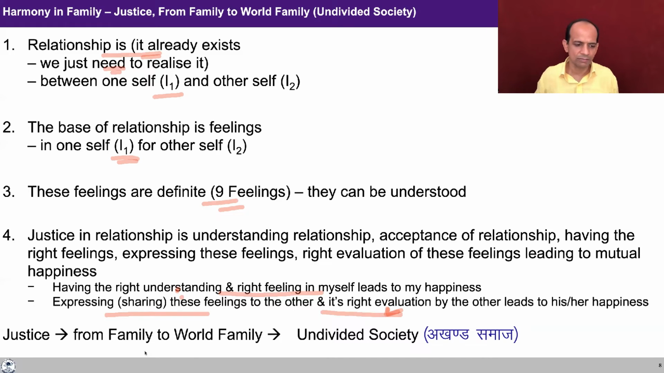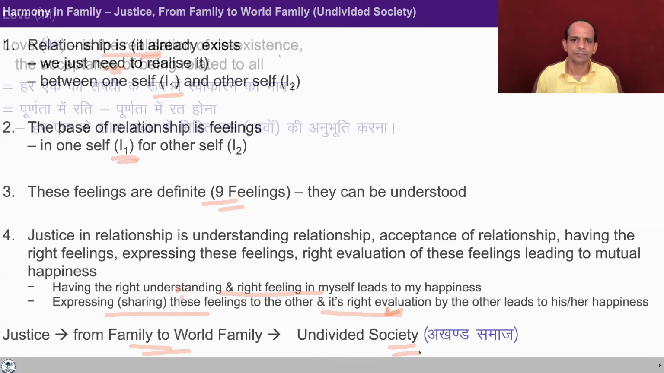And then we are able to develop this competence so that we are able to participate in the happiness of every human being. I need not express my feeling of relationship with every human being, but my feeling is there for happiness of each and every human being, isn't it? And as and when the need arises, I express it, I share it. So that is the meaning of being a part of undivided society.